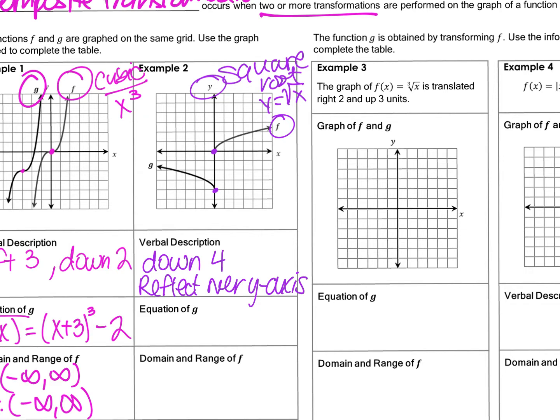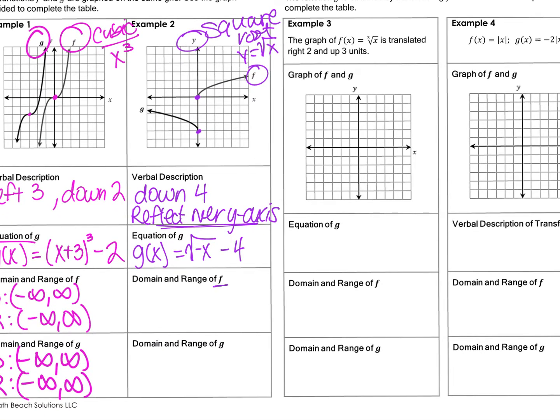So writing our equation of g, there's a reflection over the y-axis, which puts the negative inside the square root. So you're adjusting that x value, so negative x. And then down 4 would be minus 4 on the outside. So remember, when you're reflecting over the y-axis, the negative goes on the inside, whether it's inside parentheses, inside a radical, whatever it may be there.